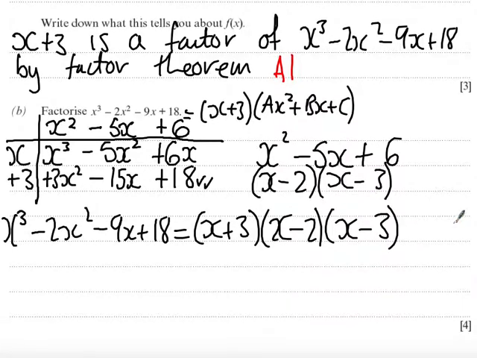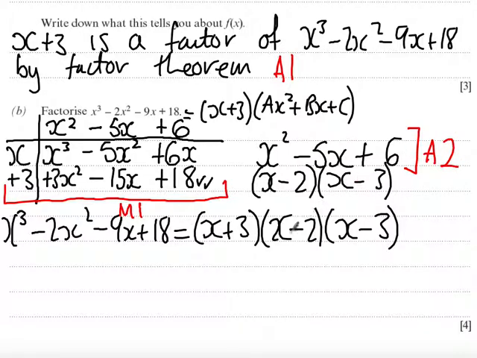And then finally, in the last step, a method mark for some sort of correct method. So this includes polynomial division or inspection, as long as it's clear. A method mark for trying to do some sort of factorization. You get 2 answer marks for the correct quadratic. You can have 1 answer mark if you get minus 5x or plus 6. And then finally, your final answer mark is given for the full factorization of the cubic. Okay, well, I hope that solution all made sense.